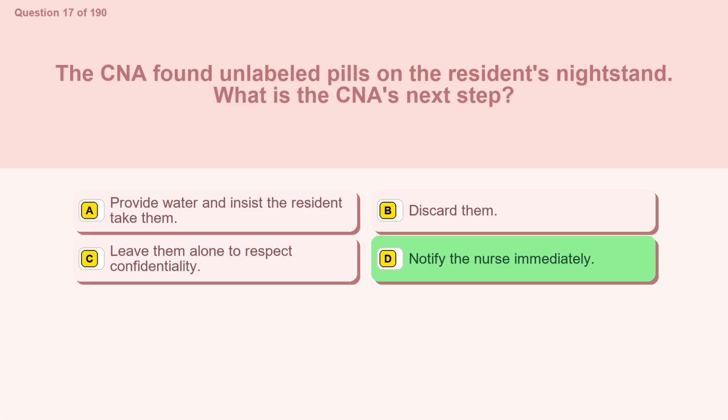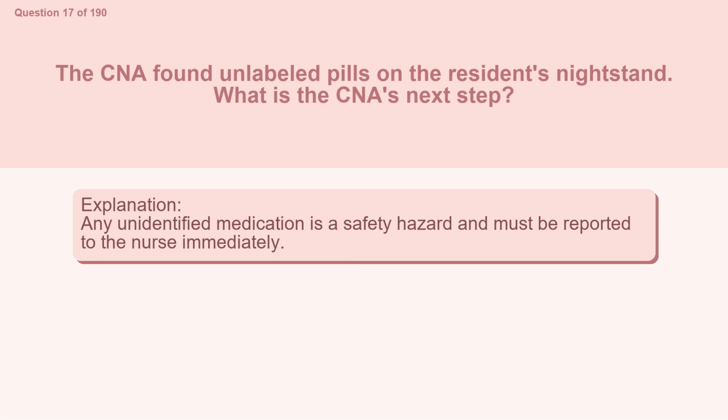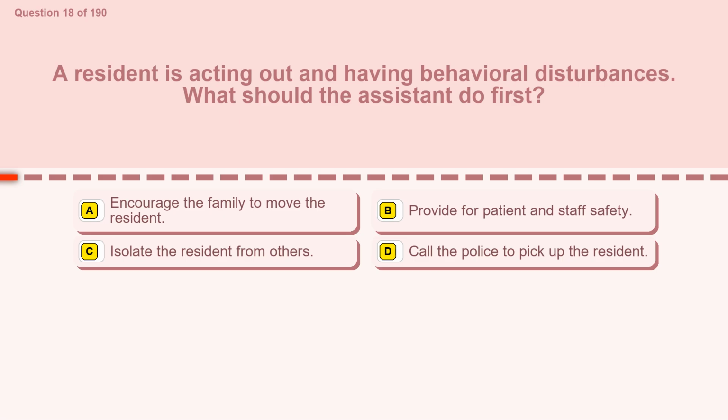The correct answer is option D. Notify the nurse immediately. Any unidentified medication is a safety hazard and must be reported to the nurse immediately. Question 18. A resident is acting out and having behavioral disturbances. What should the assistant do first?